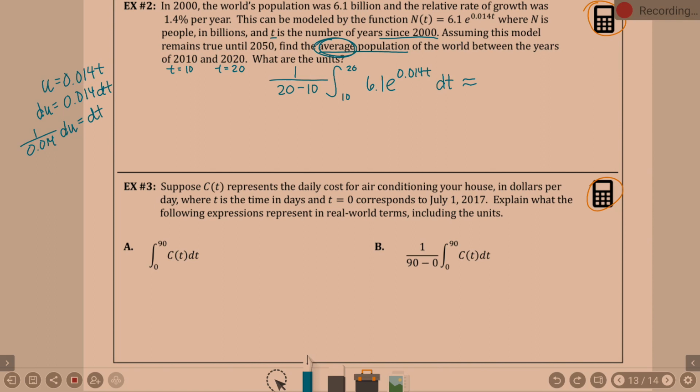I would have done something like that. I'm doing it by hand. Take out the 1/10, so we have the 6.1 out front. And then e to some power. Well, there is e to u, and then the dt would be du. And so you'd also have to have the 0.014 out front in the denominator, I didn't see that. Okay.